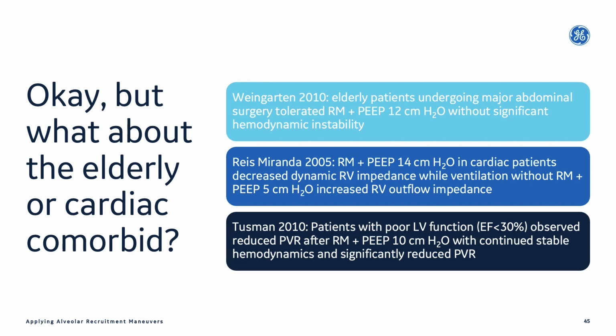This is consistent with the previous study we looked at in postoperative cardiac surgical patients in whom high levels of recruitment maneuvers and PEEP were associated with improvements in RV and LV function. Finally, Tussman in 2010 showed that patients with poor LV function and ejection fractions less than 30% had reduced pulmonary vascular resistance after recruitment maneuvers and PEEP of 10 centimeters water, with continued stability in their hemodynamics throughout the course of the operation and significant reductions in pulmonary vascular resistance.